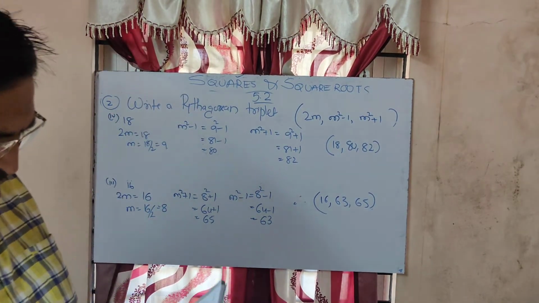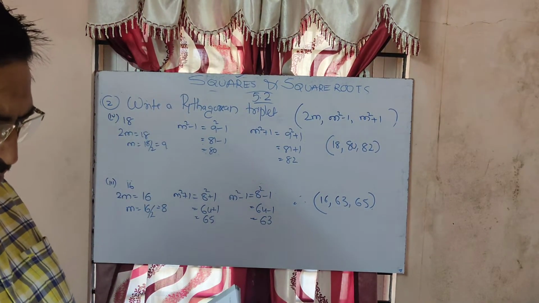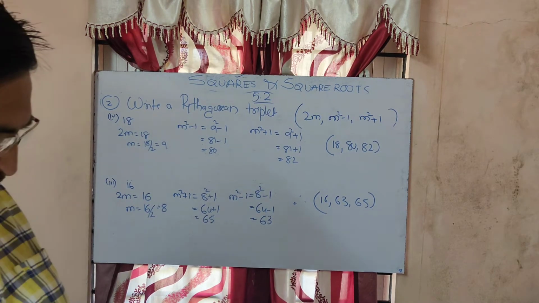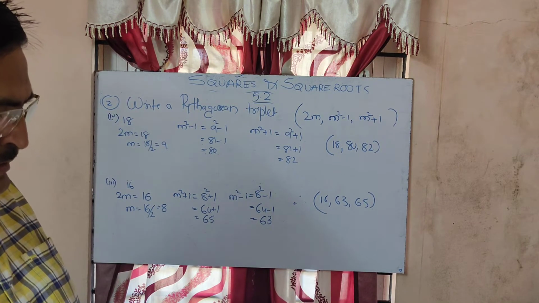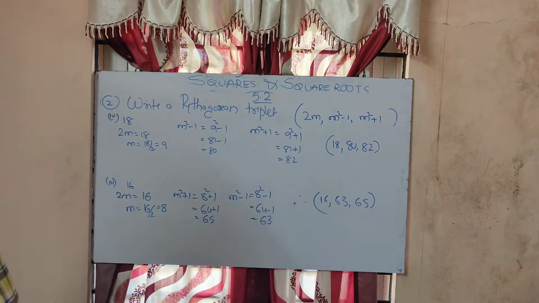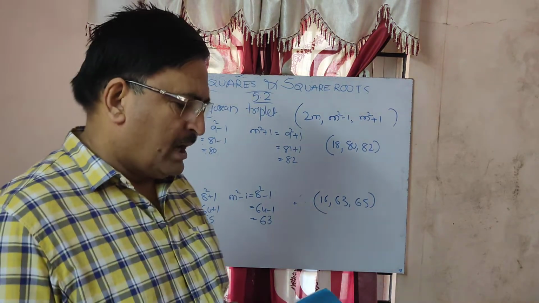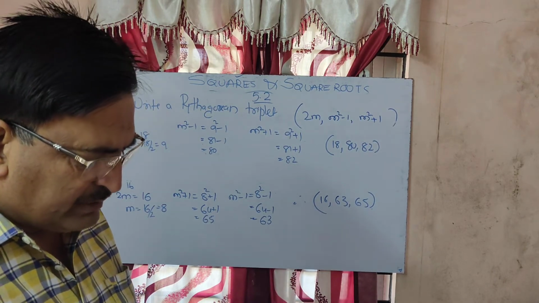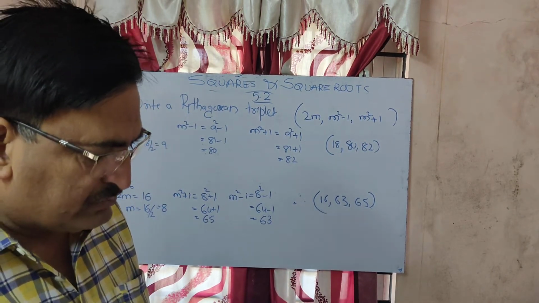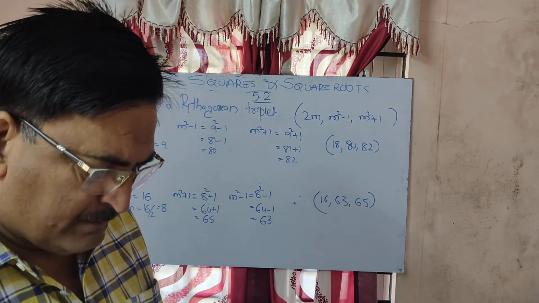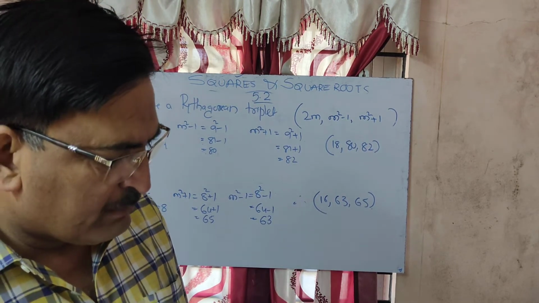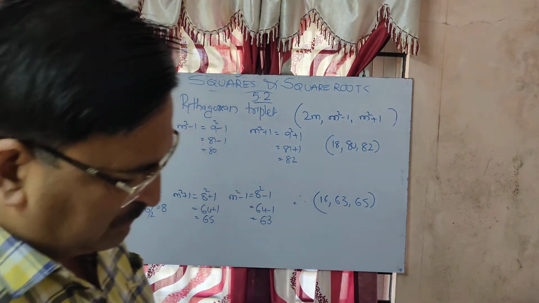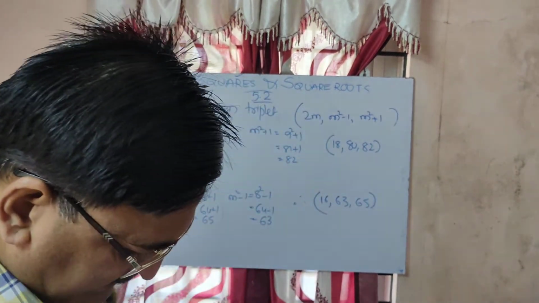Okay, now we also understood how to find square root through repeated subtraction and finding square root through prime factorization. We also understood all these things. Now we'll move to exercise 5.3 directly.